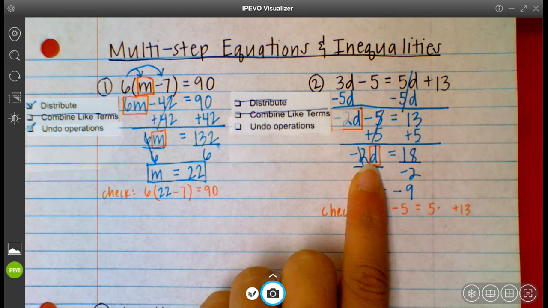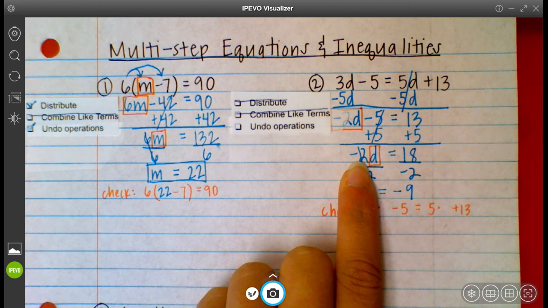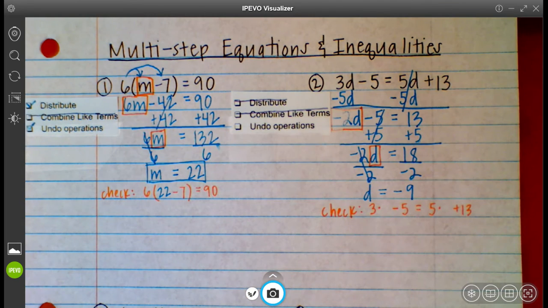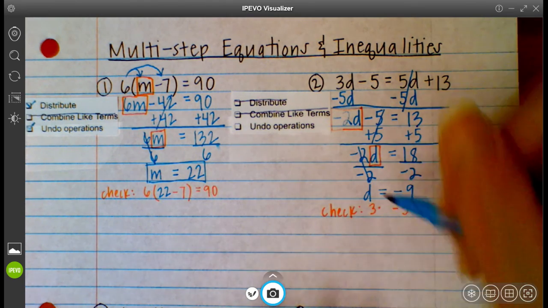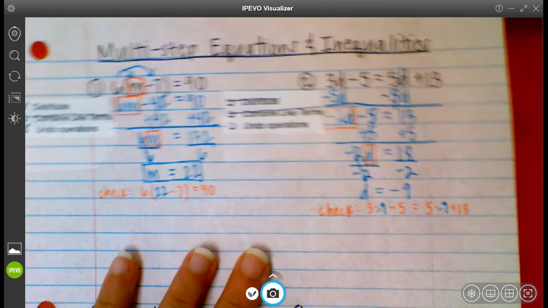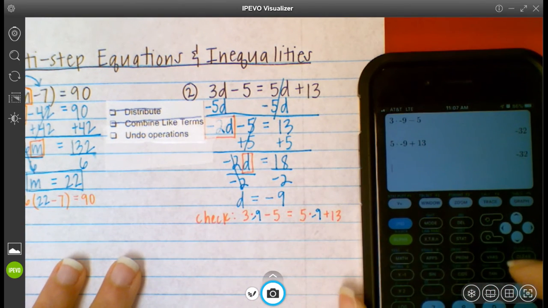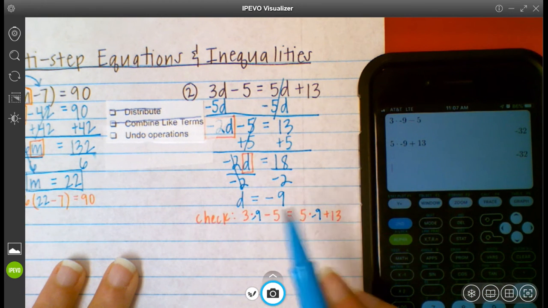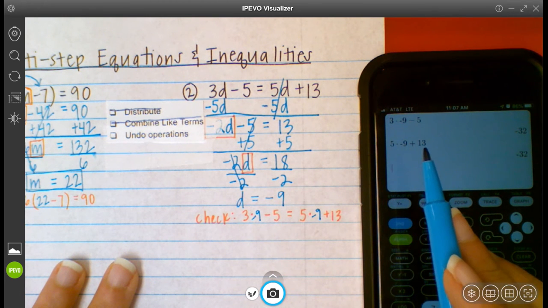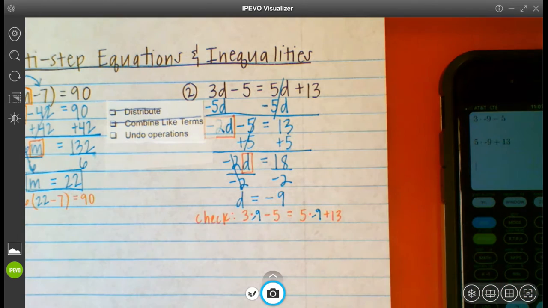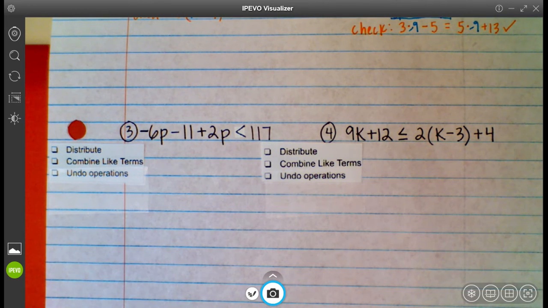To get D completely by itself, we have to not multiply by negative 2, but divide by negative 2, and we should get D equals negative 9. And in fact, when we put negative 9 in our original equation, and we check our solution here, so notice the 3 times negative 9 minus 5 is the left side, and this is my right side, 5 times negative 9 plus 13. They are, in fact, equal, which means that we check out. So our final answer there for number 2 was D equals negative 9.